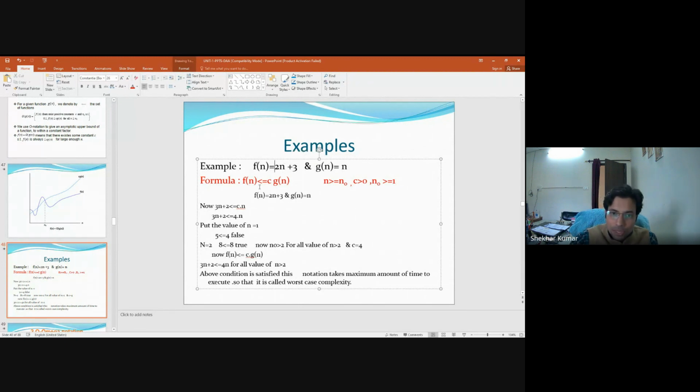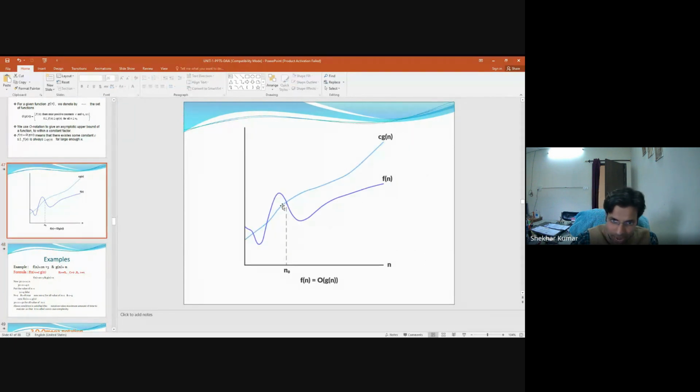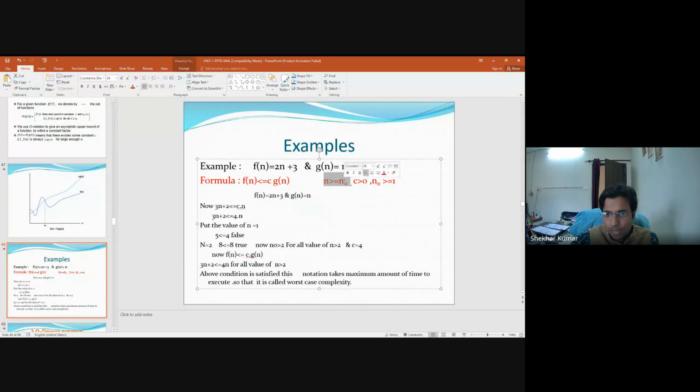The formula is f of n less than or equal to C dot g of n, where n is always greater than or equal to n naught. After n naught, we can see that the value of C times g of n is greater than f of n. For all, C will be greater than 0 and n naught will be greater than or equal to 1.